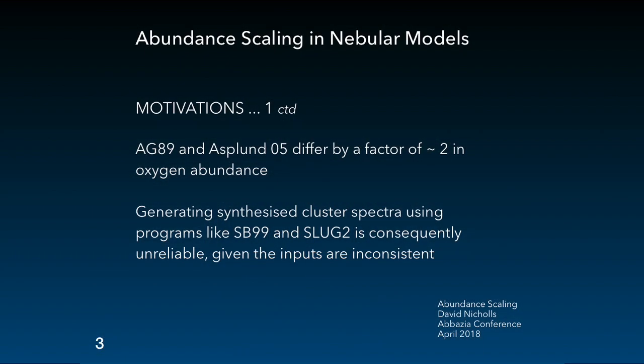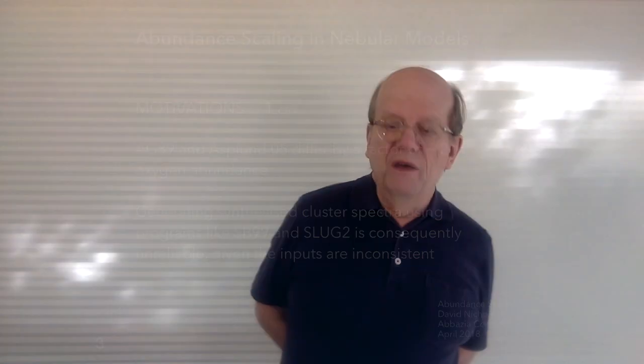Slide 3. Stellar atmosphere and evolutionary tracks are used to build population synthesis models to create the spectra that ionize and excite the nebula. Generating synthesized cluster spectra using programs like Starburst99 and SLUG2 is consequently problematic, given that the inputs are inconsistent, but we do the best we can.